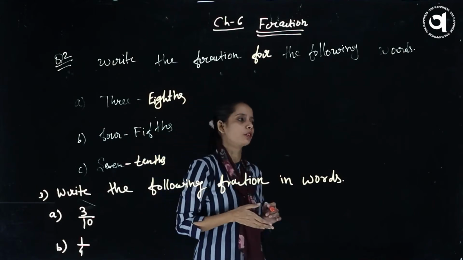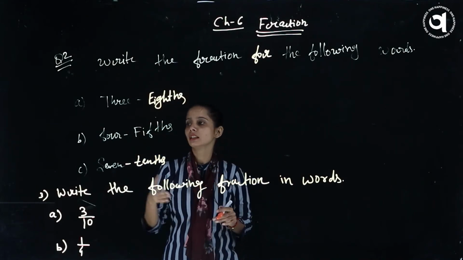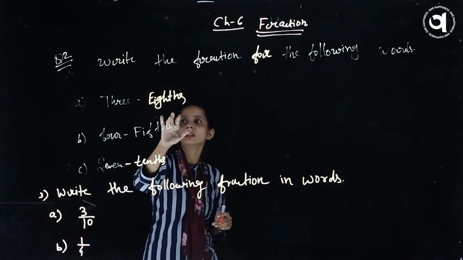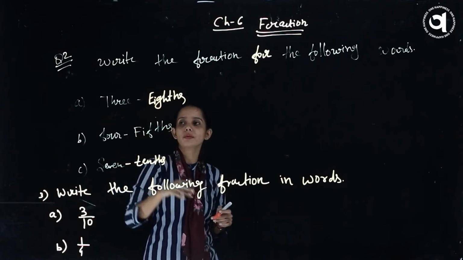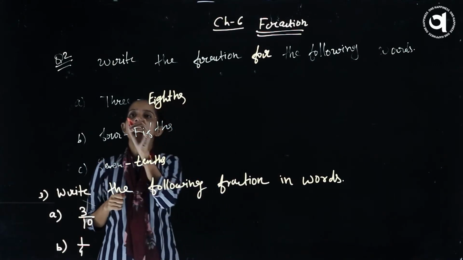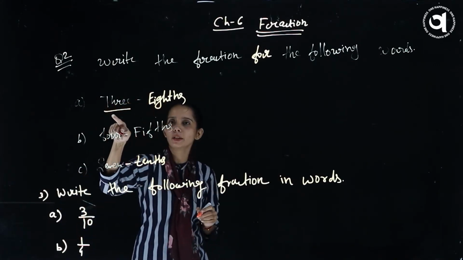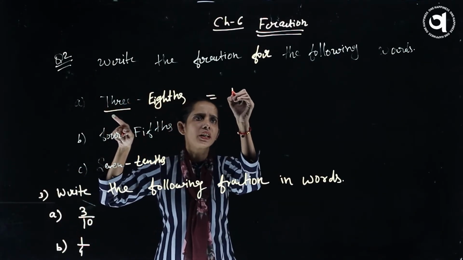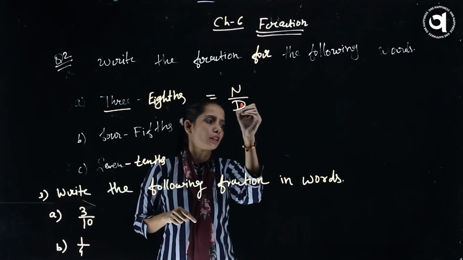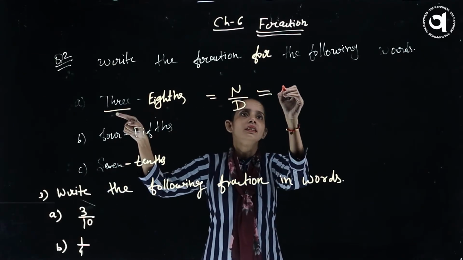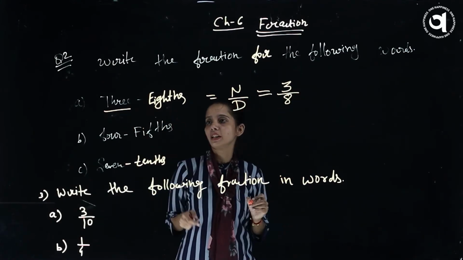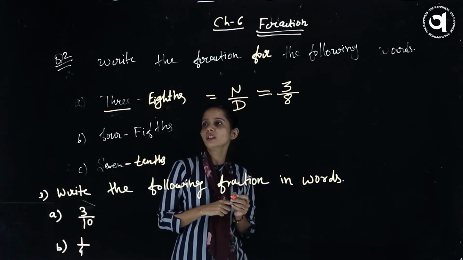Write the fraction for the following words. Here I have taken 3 questions. First is 3/8. It is written in words and we have to write its fraction form. Here the first number represents the numerator and the second number represents the denominator. So I can write here 3 as the numerator and 8 as the denominator. So the answer is 3 upon 8.